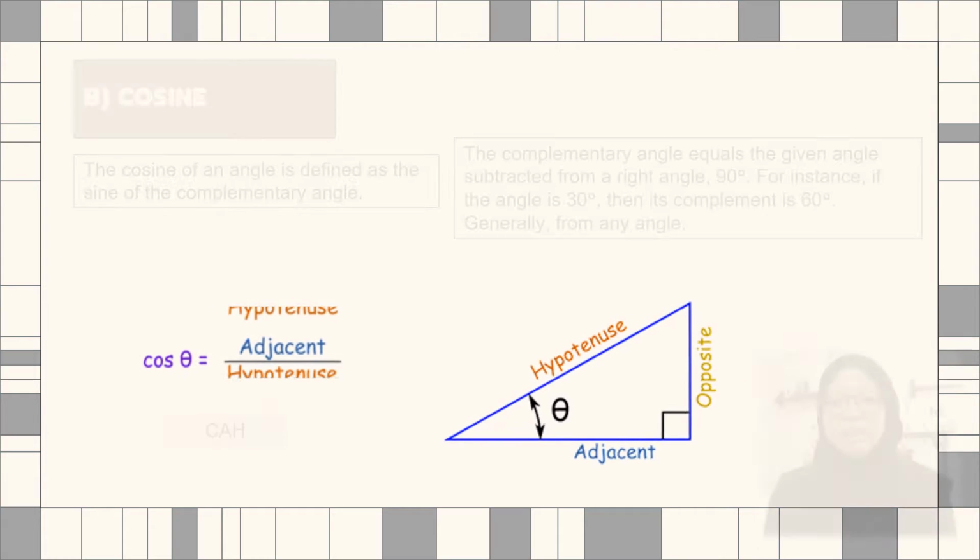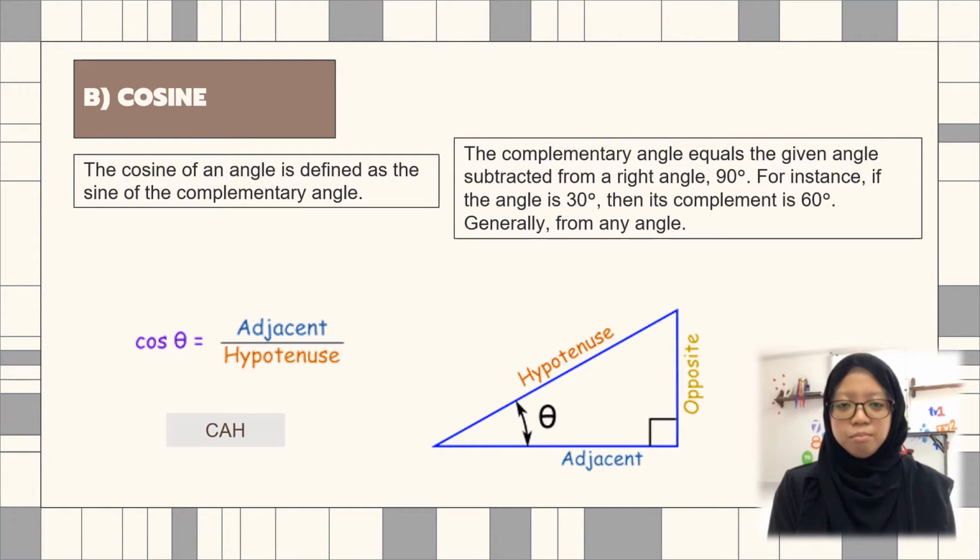The second is cosine. The cosine of an angle is defined as the sine of the complementary angle. The complementary angle equals the given angle subtracted from a right angle, 90 degrees. For instance, if the angle is 30 degrees, then its complement is 60 degrees. Generally, for any angle, cos theta equals the adjacent divided by hypotenuse. It can be easily remembered by using CAH.